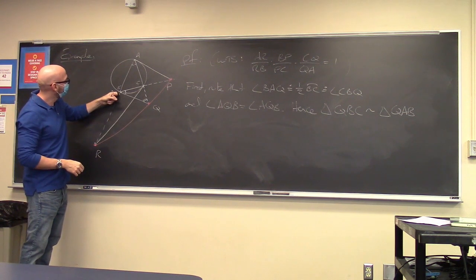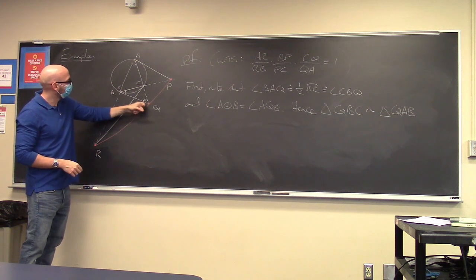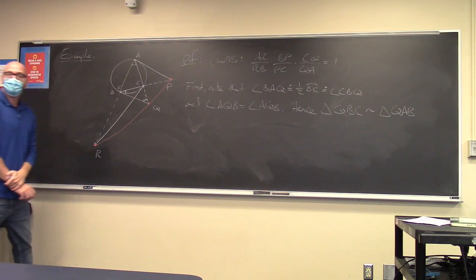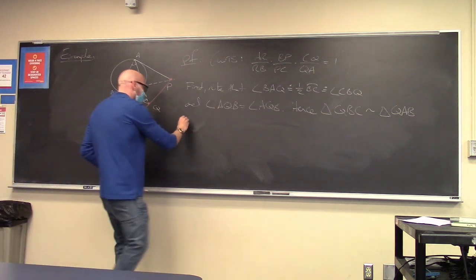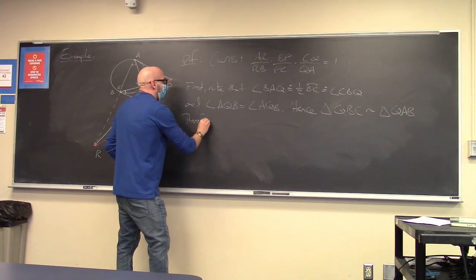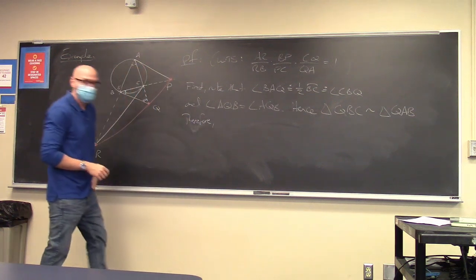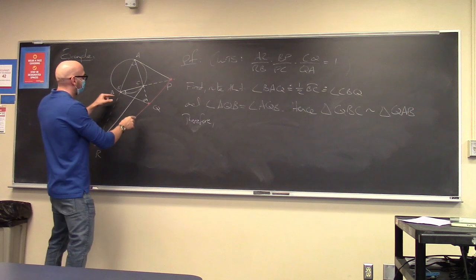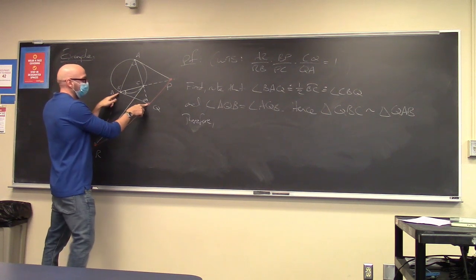QAB. QAB and QBC, yes. So those two triangles are similar. Therefore, their ratio of sides are the same. So let's see, for example, QB.